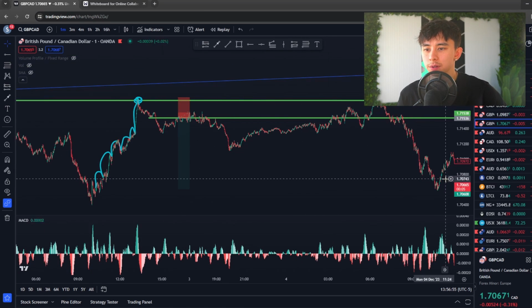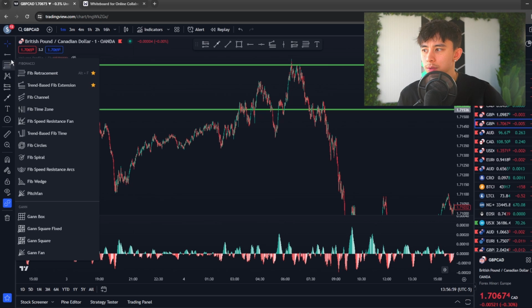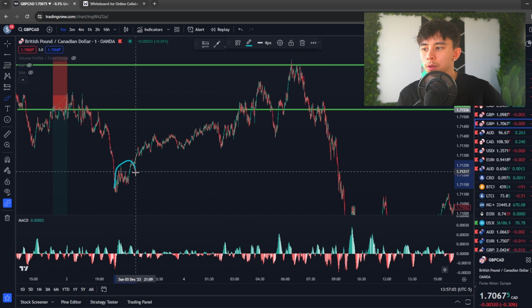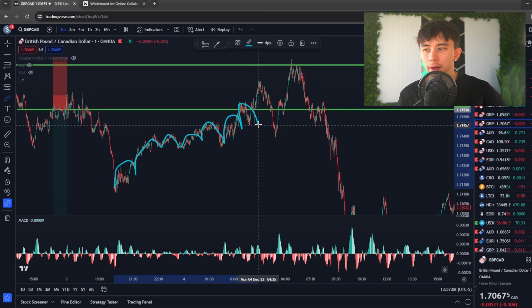So that's one simple trade there. We had another time that price came up and went to go tap into it as well. So then once again, price is coming all the way back up, trending back up, taps into it again.